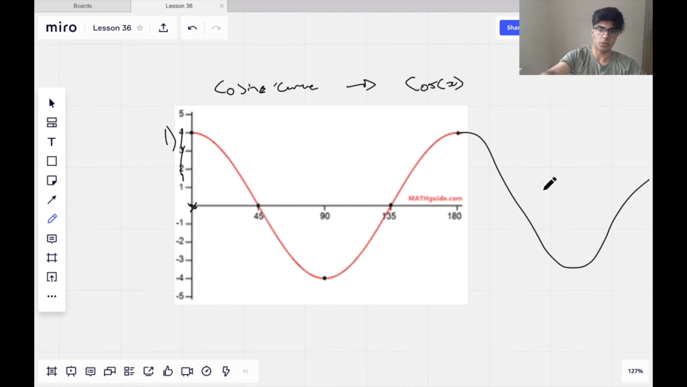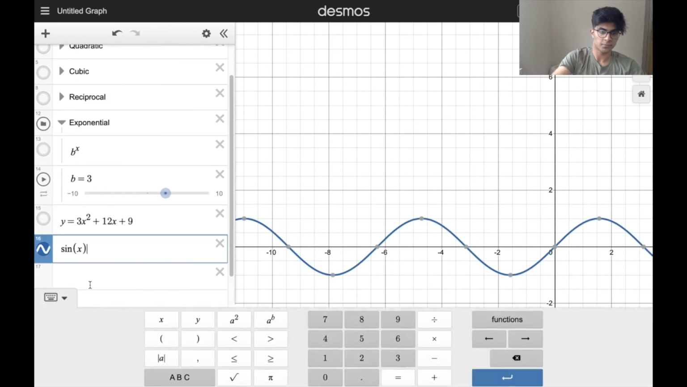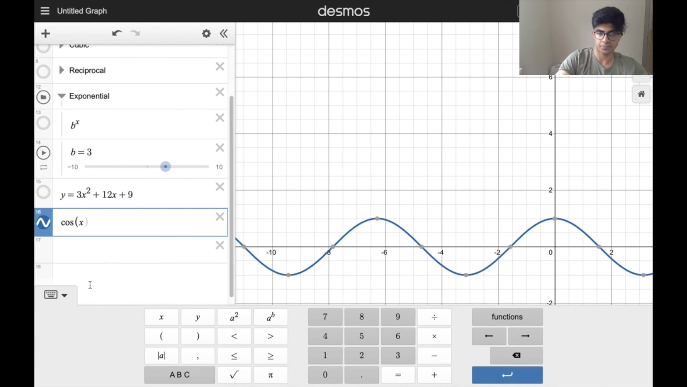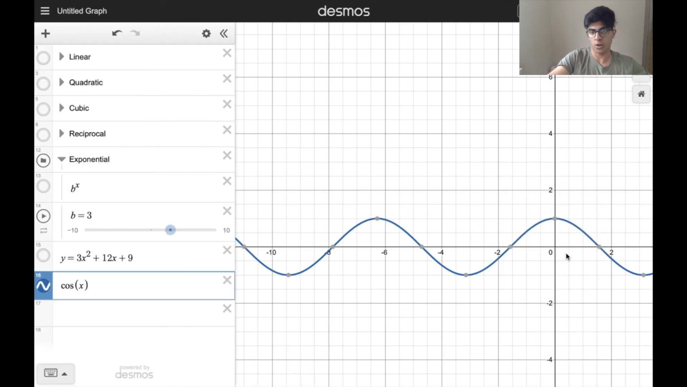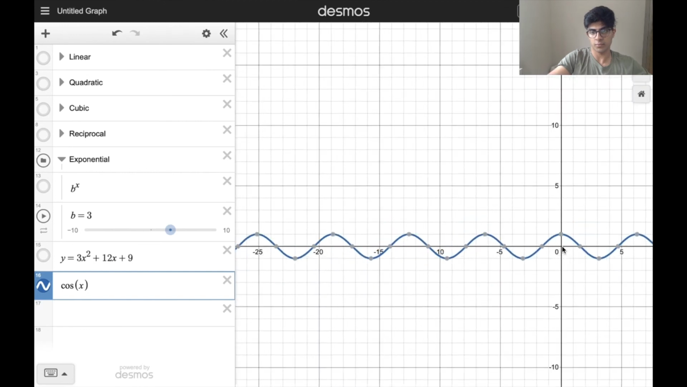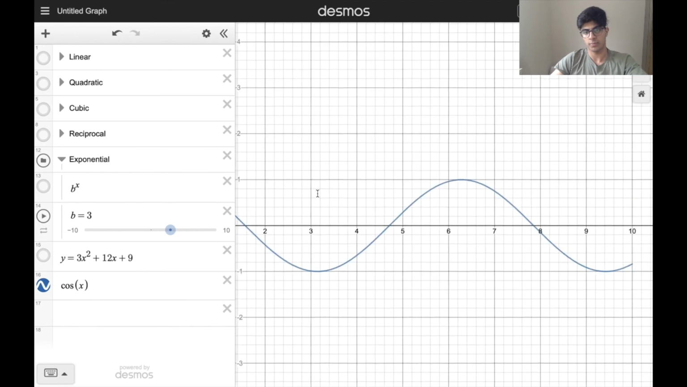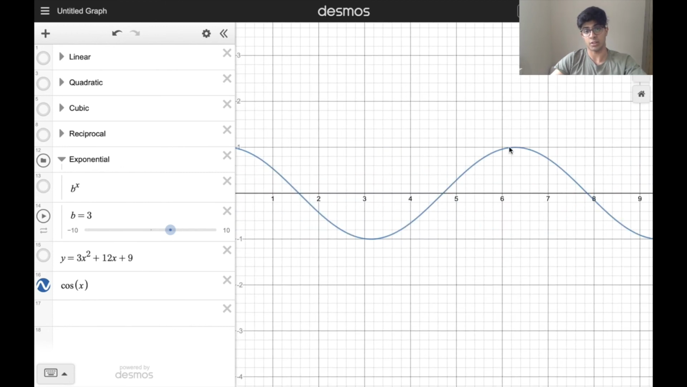I'll show you again on Desmos. Cos of x. Again, it continues, but when x is 0, it's 1. And it carries on in both directions to infinity.